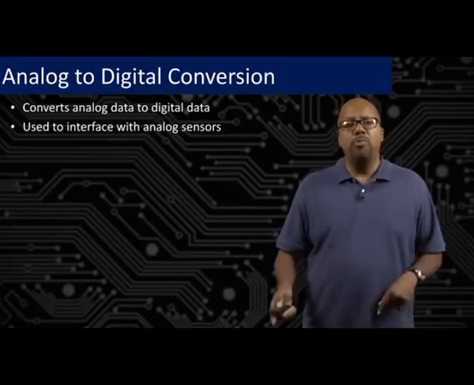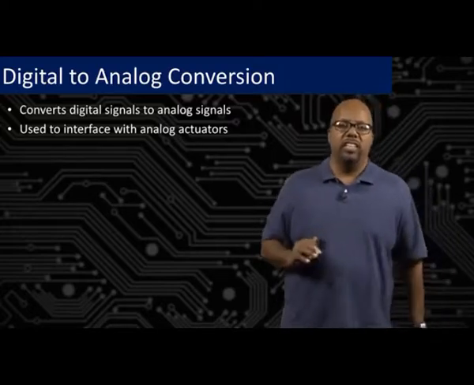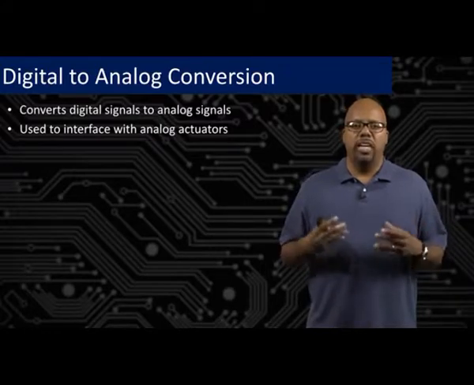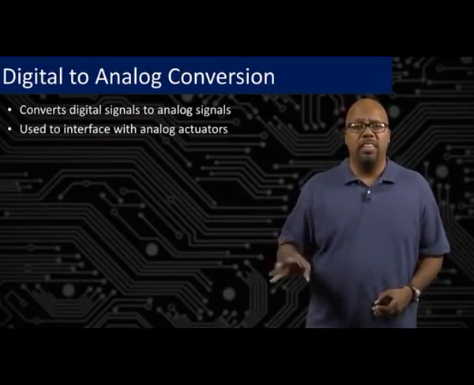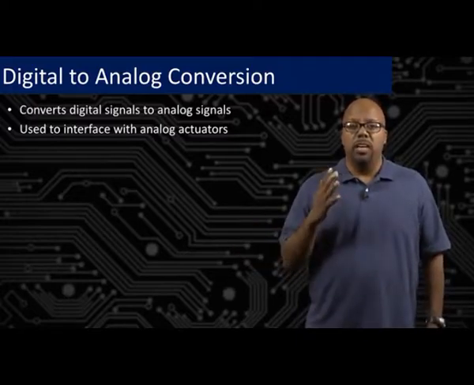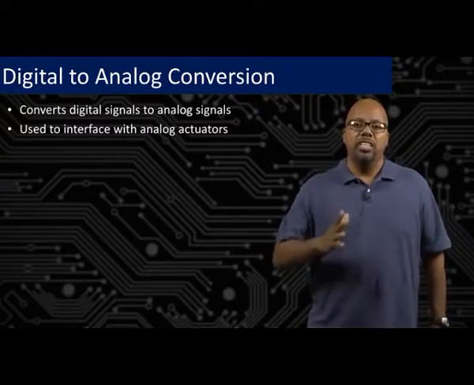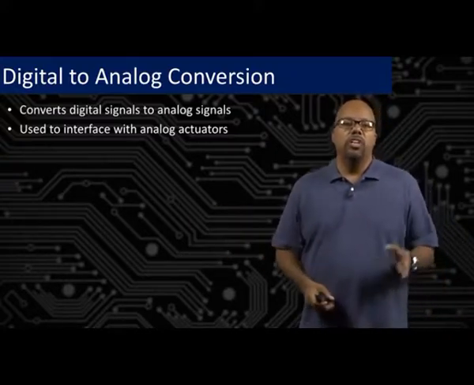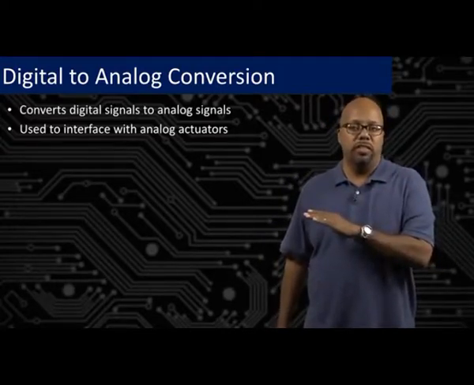Now, on the output end, you often need digital to analog conversion. So let's say I have a microcontroller and it's outputting some sound to some speakers. These speakers are analog devices. They need an analog signal. But the microcontroller is outputting zeros and ones. So you need digital to analog conversion to take those digital signals, convert them to analog, and then drive the speaker with them.